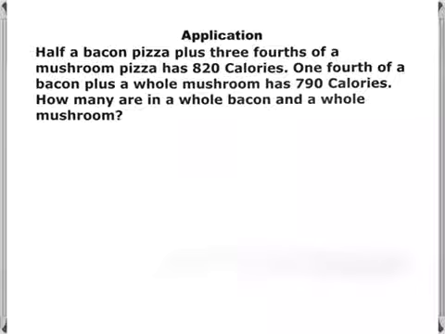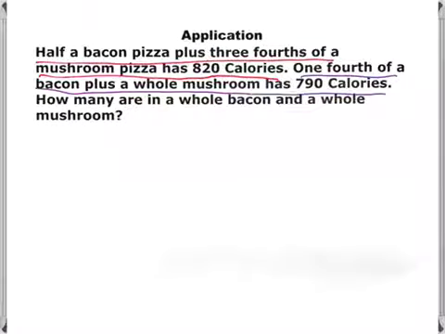Example 5: half a bacon pizza plus 3/4 of a mushroom pizza has 820 calories. 1/4 of a bacon pizza plus a whole mushroom pizza has 790 calories. How many calories are in a whole bacon and a whole mushroom pizza? So we have our two equations basically in the two separate sentences.